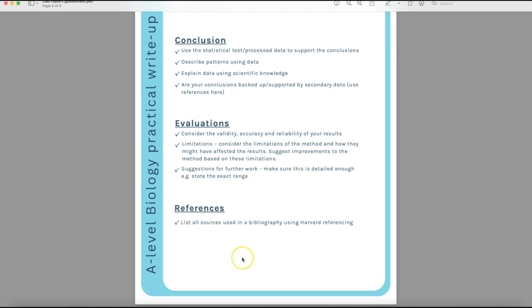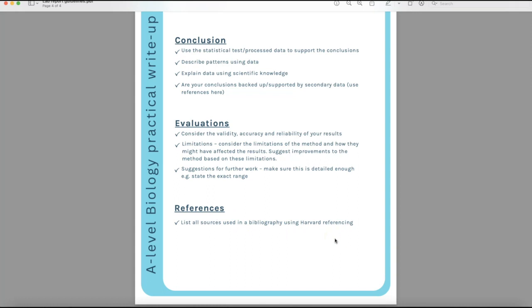And lastly is the bibliography. So if you've done any research, which is competency 5, you would need to make sure you are referencing where you got your information from. And that could be as a bibliography at the end, as well as indicating within your write-up where you used each source, and follow the Harvard referencing system.